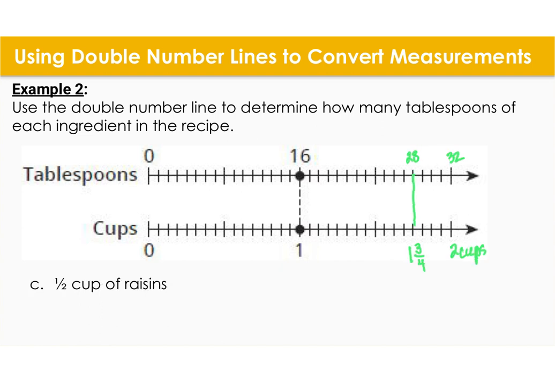So 1/2 cup of raisins. So 1/2 would be right here, and I need to figure out what that would be right there. So I can count the lines once again because each one of the tablespoons is 1, and I can see that that is 8 tablespoons.